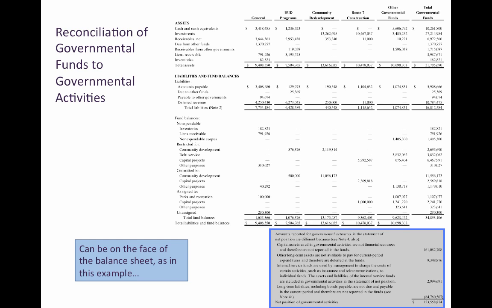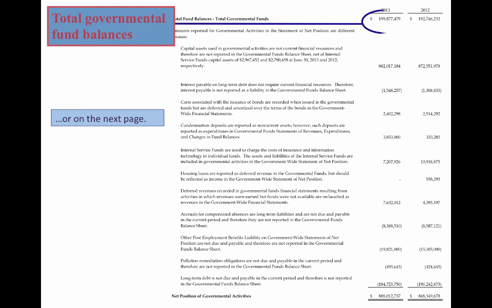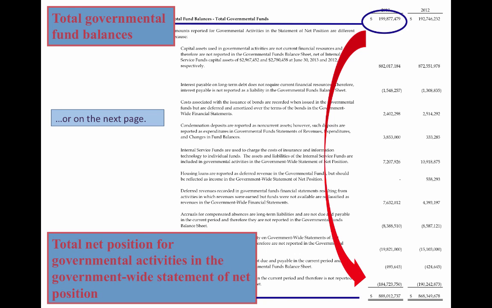Both of the governmental fund financial statements have a reconciliation that explains how the information in this financial statement is different from the information for governmental activities in the government-wide financial statements. Sometimes that's on the face of the statement itself, and sometimes it is in a schedule on the next page following the statement. So for the balance sheet, the reconciliation is explaining why total governmental fund balances is different from total net position for the governmental activities in the government-wide statement of net position.